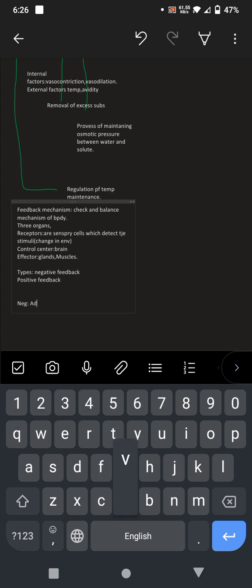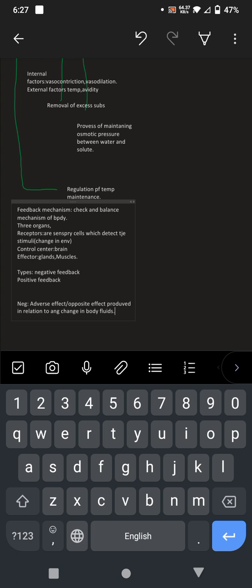Negative feedback is known as the adverse effect or the opposite effect that is produced in relation to any change in body fluids. It means that the substance which is increased will, for a moment of time, get decreased, and then it will again get to its normal state.